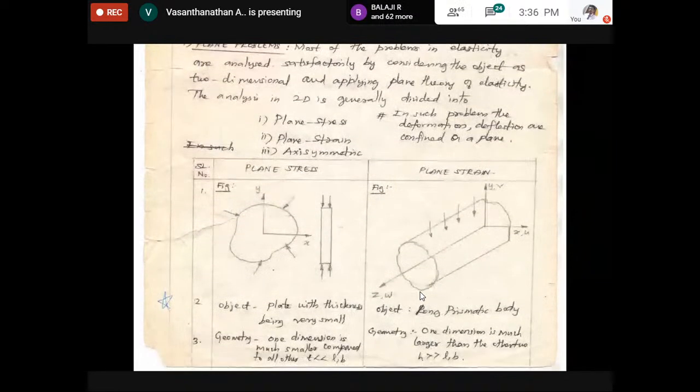So plane stress and plane strain. This is a 2D object. This is a 3D object. I say this is a plate with small thickness. Remember, plane stress is applicable only for small thickness. Plane strain is applicable for long prismatic objects. The dimension thickness is very much less than length and breadth here, whereas here the thickness is very much larger than length and breadth.